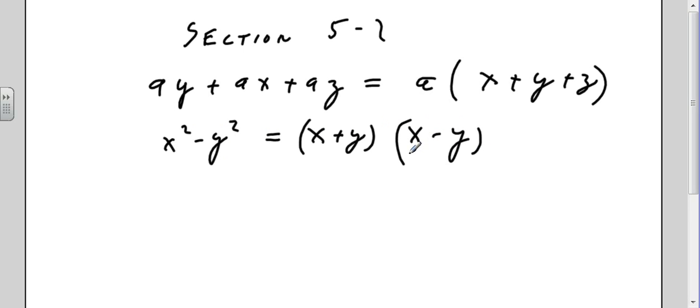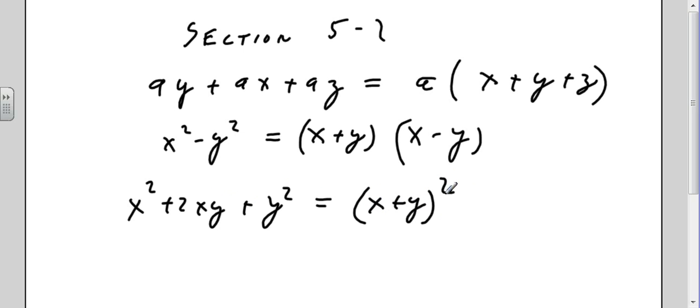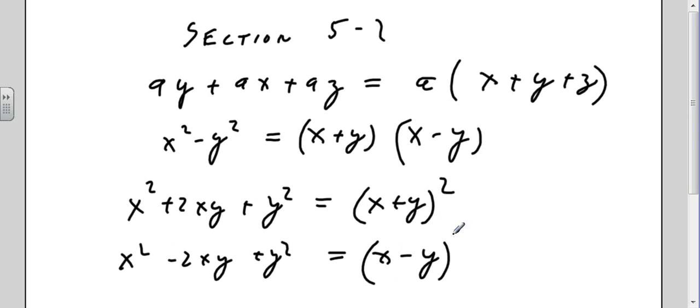Okay, does that cover everything? Oh, and if I have something that's x squared plus 2xy plus y squared, I'm going to factor that to (x plus y) squared, and if I have x squared minus 2xy plus y squared, I'm going to factor that to (x minus y) squared. Now all those formulas are in the front cover of your book, so they shouldn't be too much of a mystery.